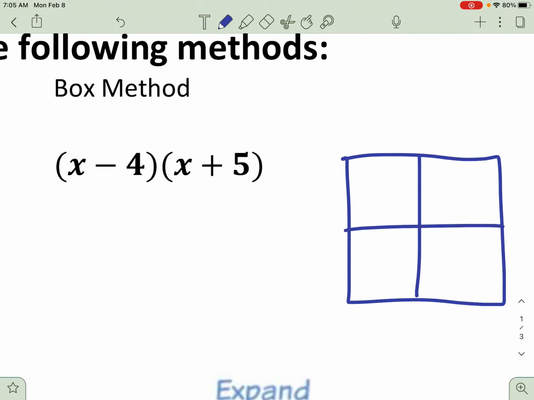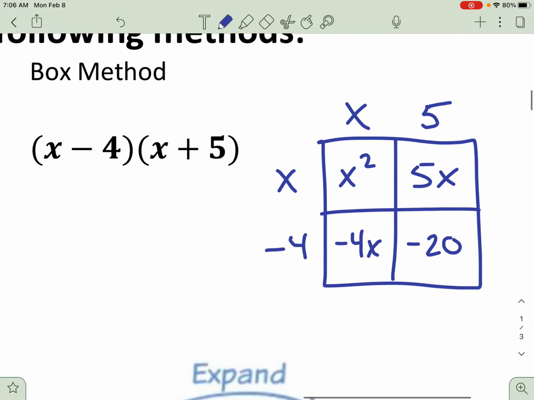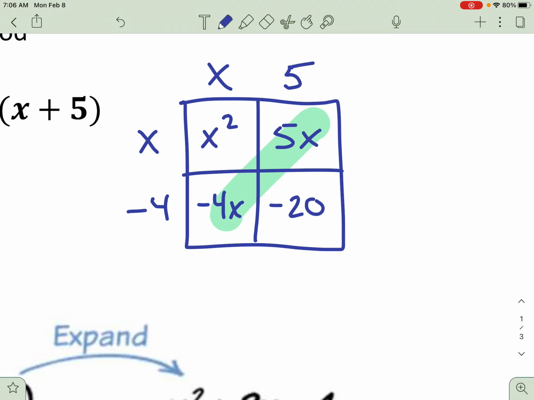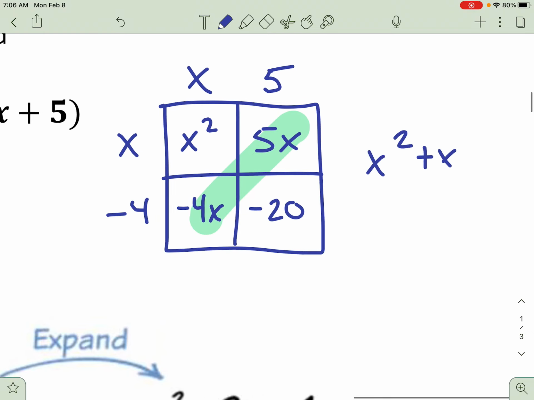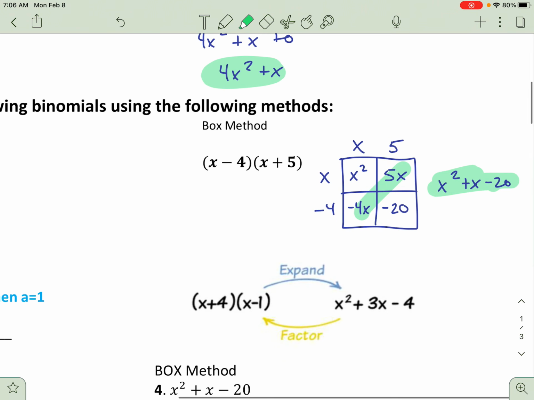Okay, same thing over here, only now I'm going to show you the box method. I know that was a preference of some of you last week. So box method, you're going to put both of your components, or your binomials, in here. So x times x is x squared, x times 5 is 5x, x times negative 4 is negative 4x, and 5 times negative 4 is negative 20. So then when you combine your like terms, you have x squared plus x minus 20. Okay, so that was box method. Hopefully you remember that from last week.